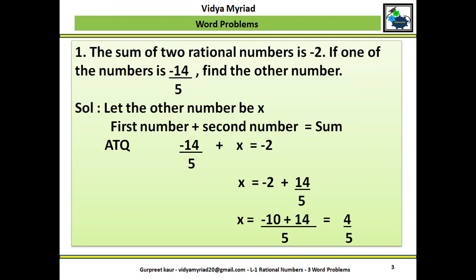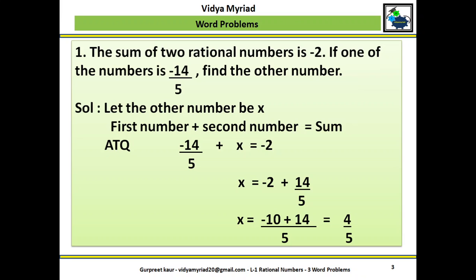Now according to the first statement, the sum of two rational numbers is minus 2. That means there should be two rational numbers. One I have assumed as x and one is already given in the question: one of the numbers is minus 14 upon 5. So if I try to form the statement, it should be first number plus second number is equal to my answer, that is my sum. So the first number given over here is minus 14 upon 5, plus x is equal to minus 2.